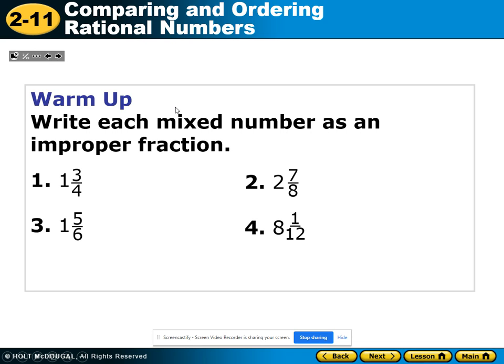All right, so we have to make sure we know how to go between mixed numbers and fractions. 1 and 3/4 would be 7/4. Yay, triangle method. 8 times 2 is 16, plus 7 is 23. 6 times 1 plus 5 is 11 over 6. 8 times 12 is 96, plus 1 is 97 over 12.